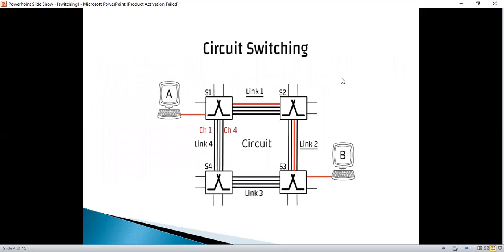Here you can see this diagram. Okay, it's about circuit switching. If node A, or you can say device A, needs to communicate with device B, it requests through these switches. These are the switches in the network, right? And these switches help devices A and B to connect. Okay, they establish a link between them. This is all channel. These are your links, and they have been divided into different channels.